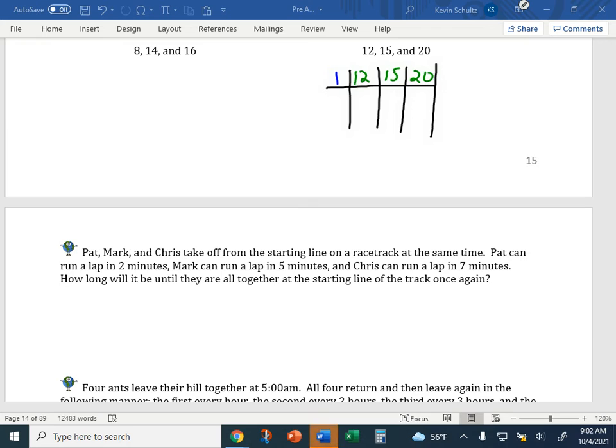So if we're left with a 12, 15, and 20, does that mean we multiply all of them together like that to get the answer?